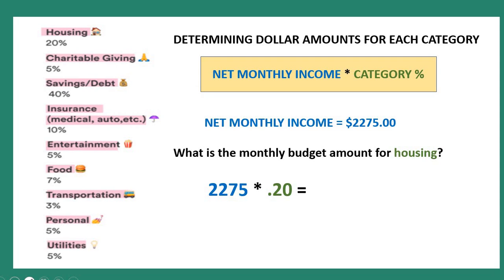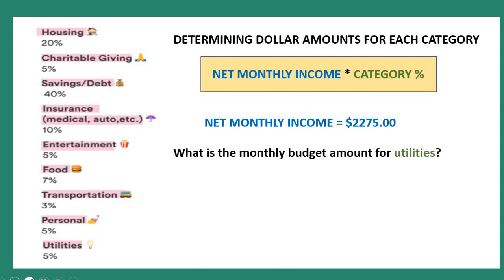Perfect, 2275 times 0.20 because it's 20% for the housing. And so what do we get for our answer for the monthly amount for housing? Great job, $455. All right, let's do another one.